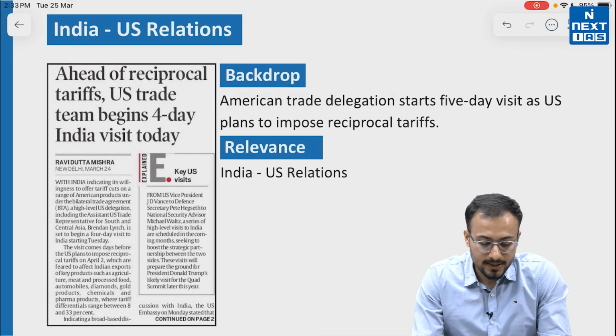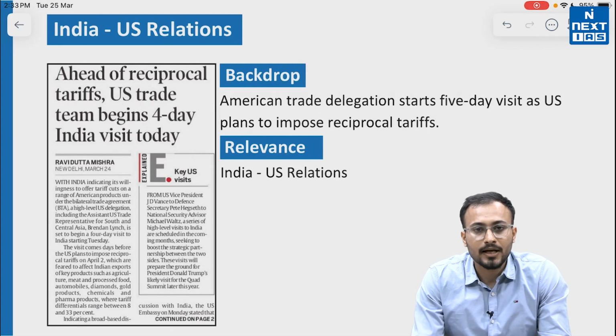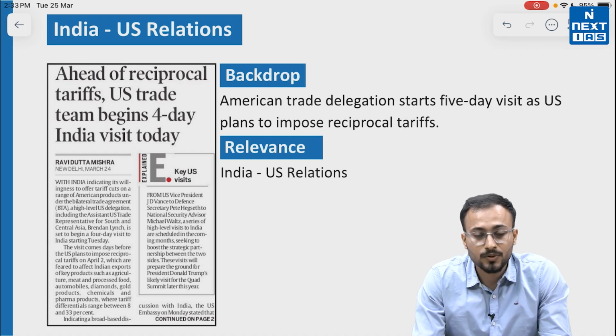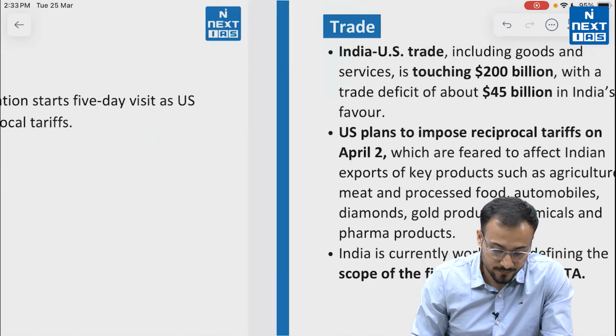Now the next article is India-US trade relations. An American trade delegation has started a 5-day visit, and the US plans to impose tariffs on India also, because after the advent of Trump there have been tariff wars. So in this context, India-US trade relations are in the news. Let's see what all has been in the articles.